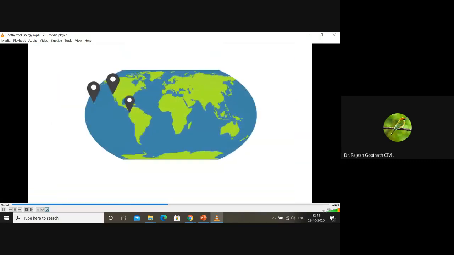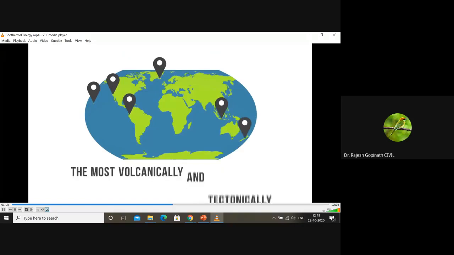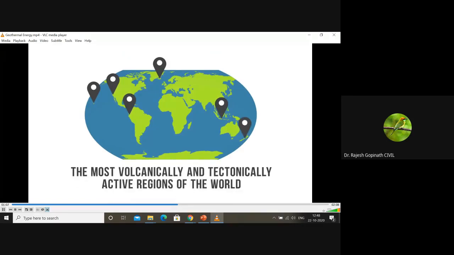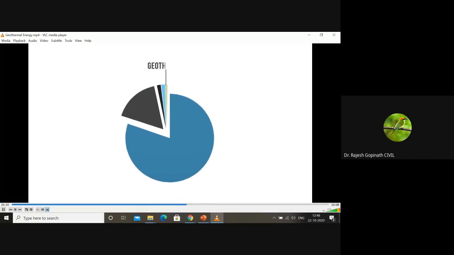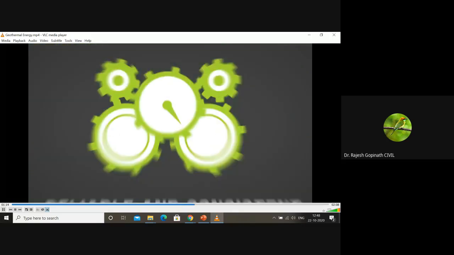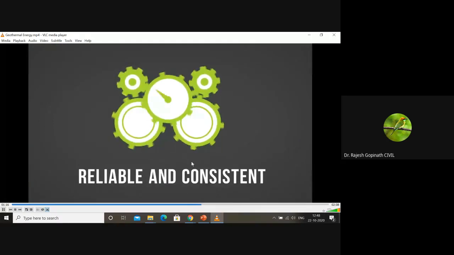The major regions of geothermal development are in the most volcanically and tectonically active regions of the world. If you can have geothermal energy within the continent, you can have your ocean thermal energy conversion and your tidal energy only where the water is available. Though geothermal energy is currently a small player in the world's energy mix, one of its key advantages is its reliability and consistent power generation, which means it can provide baseload electricity.